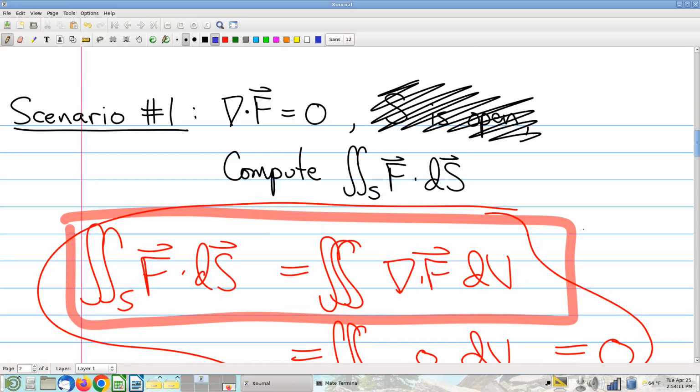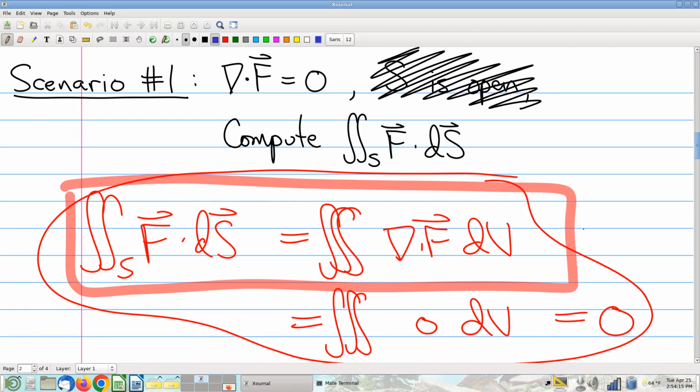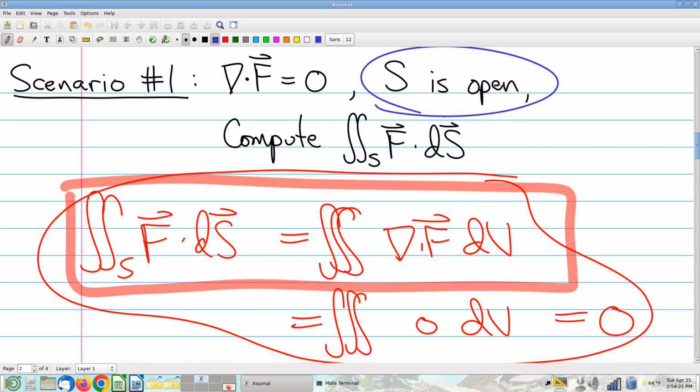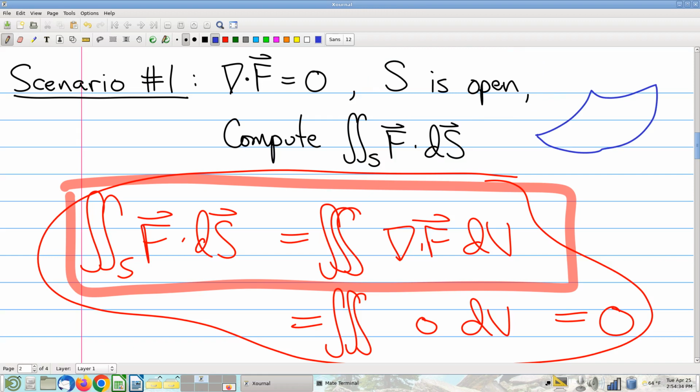Okay, so in this scenario now recall, and it wasn't necessarily explicitly stated in the question, but the background was that the surface for this flux is an open surface, not a closed surface, right? So this surface was some surface, let's say kind of like that, just kind of a curved piece of paper that's been slightly bent in space. So this is not the boundary of anything.